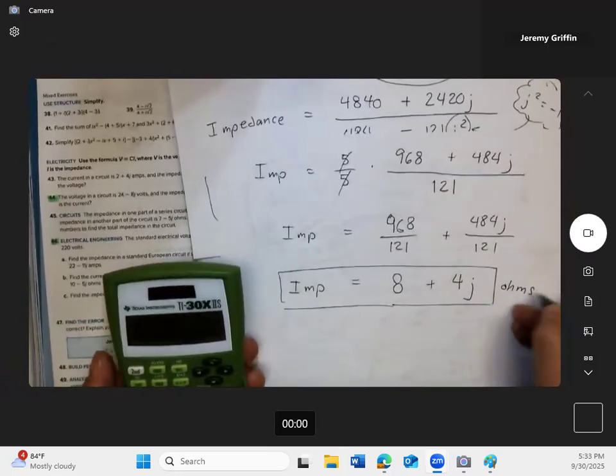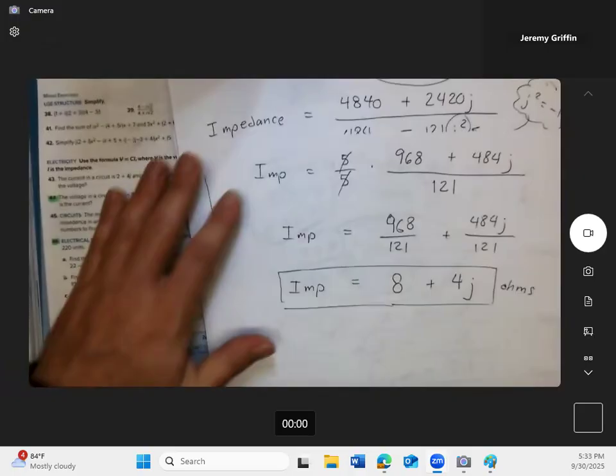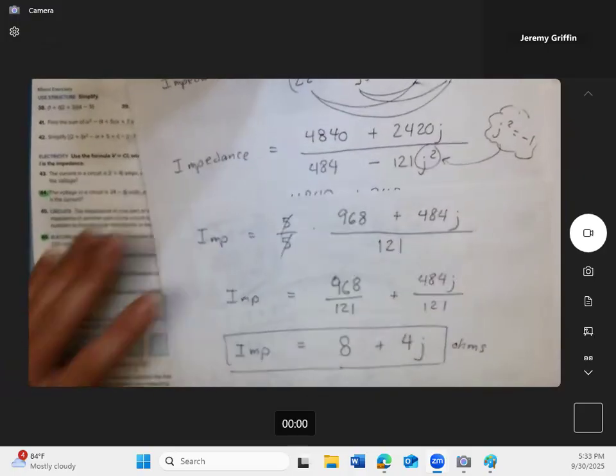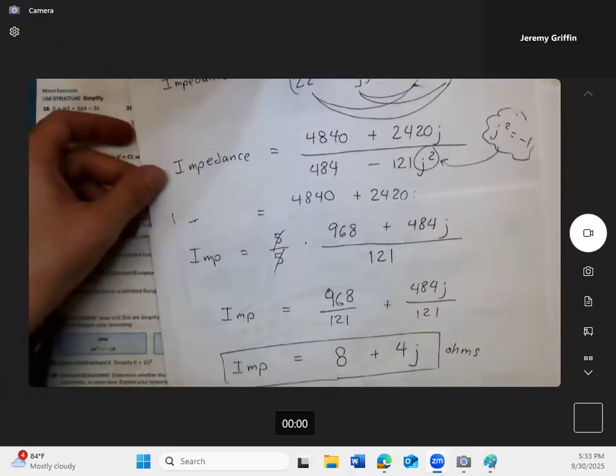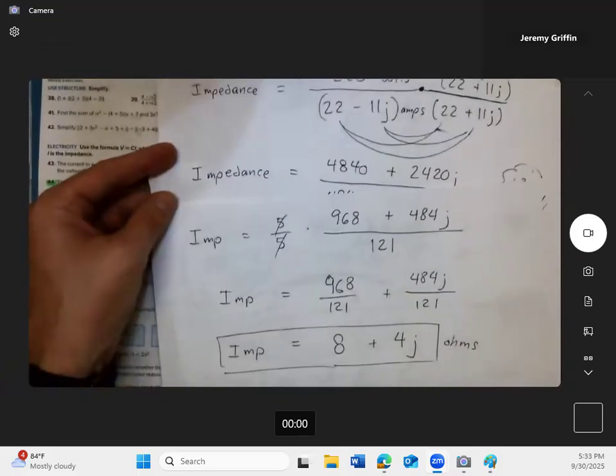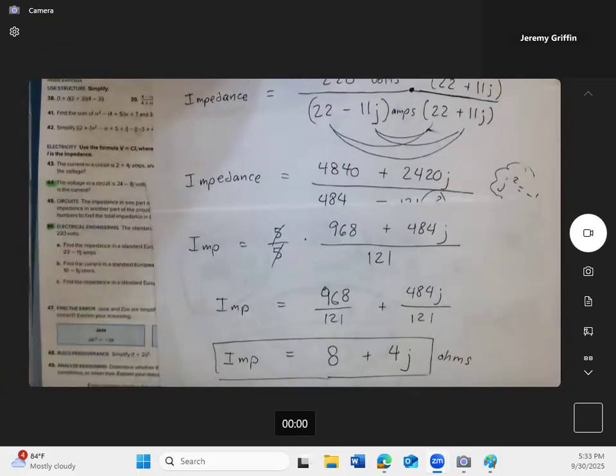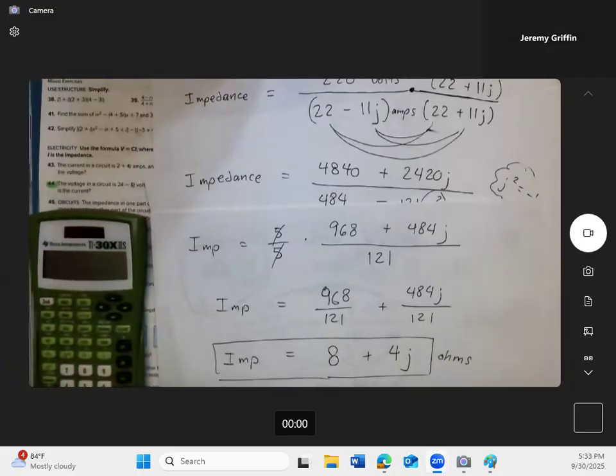I'm going to double check the teacher's guide and make sure that is for sure the correct answer, because that came out nicer numbers than I thought. That was 46A. Let me check: H154, 46. Yeah, that's exactly what the teacher's guide is saying: 8 plus 4j ohms. That's it. All right, I think I pretty well covered that. That is a wrap on 3-3.